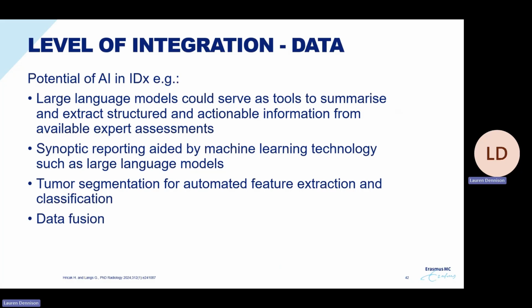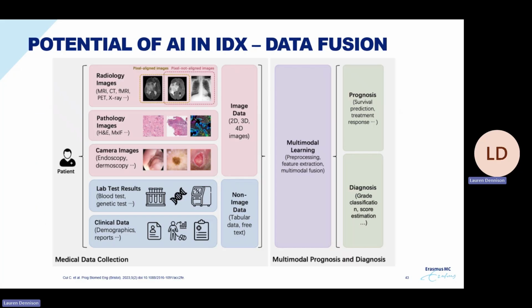So what about data integration by AI then? So we've heard about the large language models, so they can serve as tools to summarize and extract structured and actionable information from our reports, and actually also convert that perhaps to synoptic reporting. And they can be used on the images themselves, of course, these models, to segment tumors and extract features automatically, and then use that for classification. And eventually, I think that's the most interesting part, you can actually fuse the data.